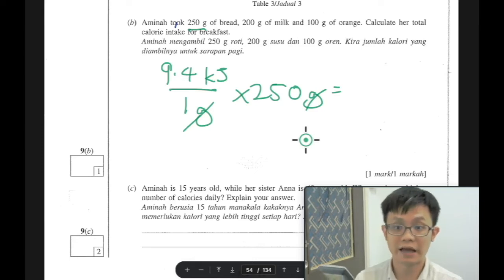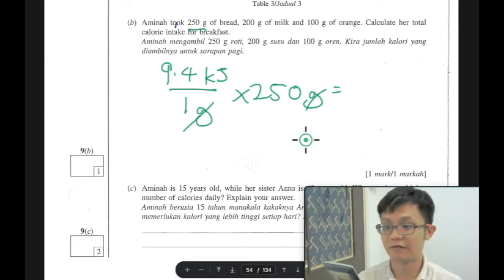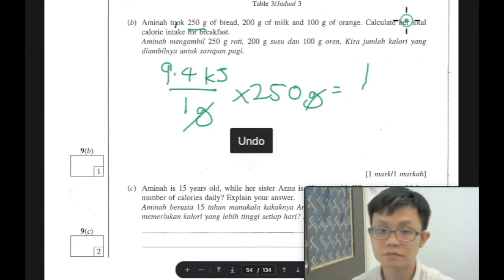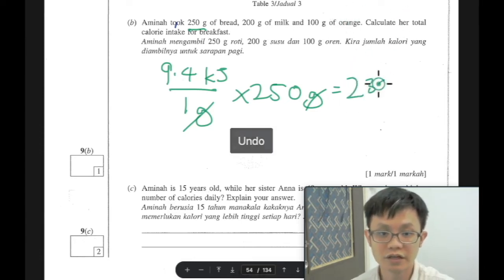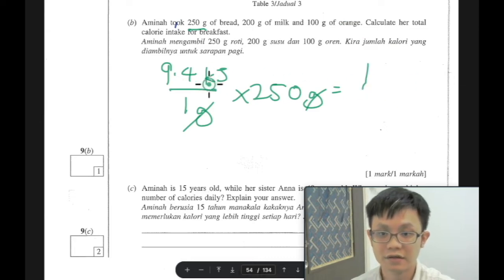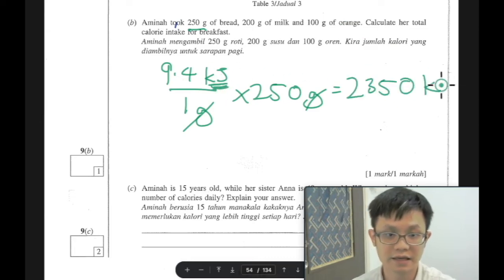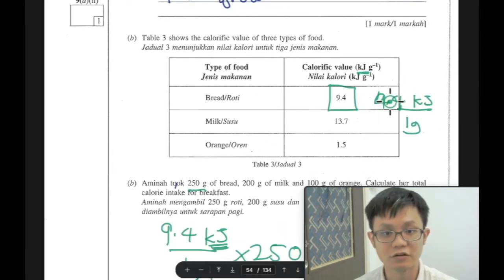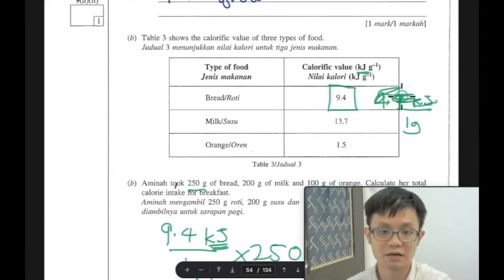So use the calculator. 9.4 times 250, I will get 2350 kJ. So this is how I get my unit. That's why you will get here 2350, the amount.